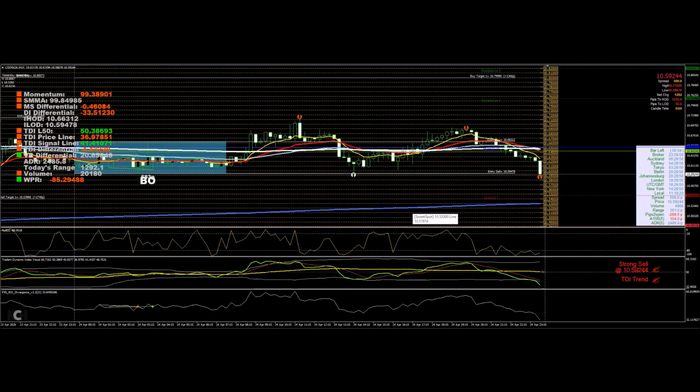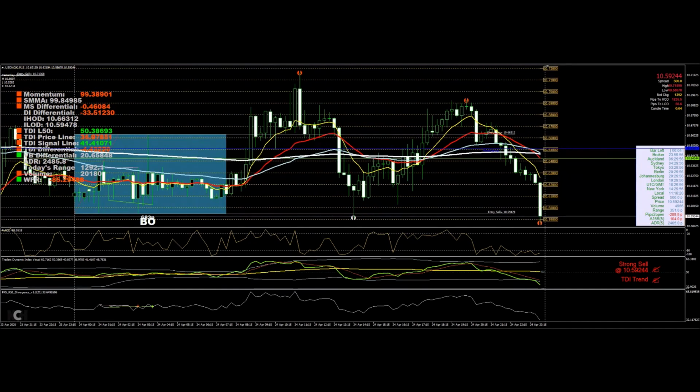And this blue one is the 800-day moving average. So they all have their own significance. Again, we'll talk about that in subsequent videos.